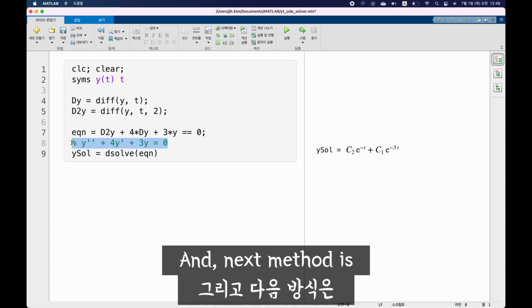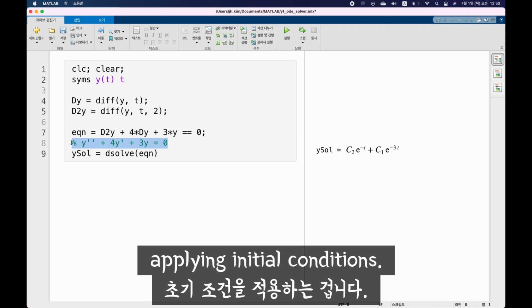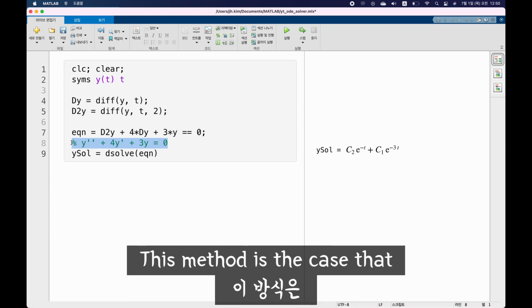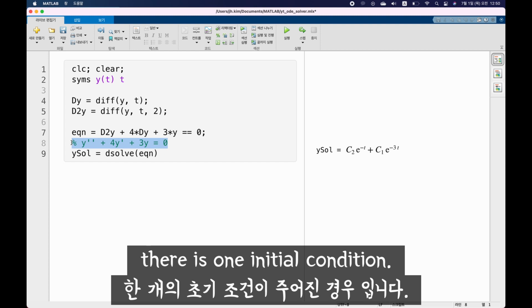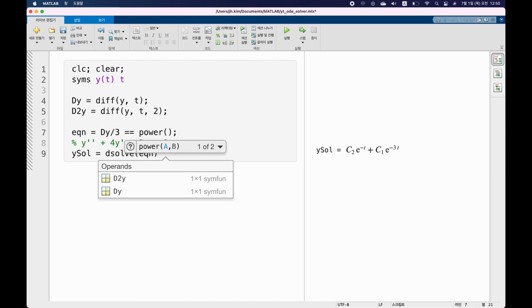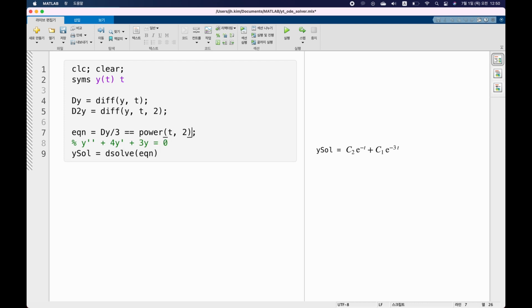And the next method is applying initial conditions. Okay, the basic form is the same as the previous method, and this is the case where there is one initial condition. And then eqn will be like this: the derivative equals, power t to the power 2 and times y.